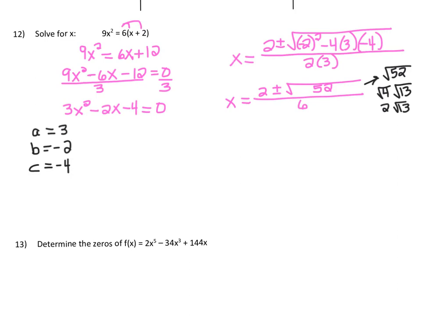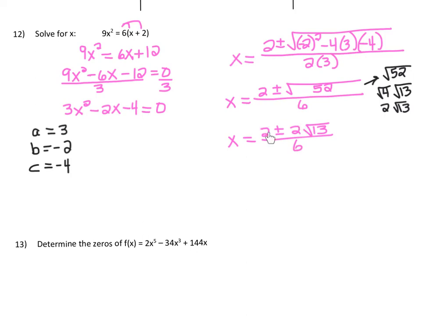Okay, so let's come back to our problem over here. So we have x equals 2 plus and minus. Now instead of radical 52, we already said that simplifies to 2 radical 13. And that whole thing is going to be over 6. All right, now that we have a number in front of our radical, we could look at all three of these numbers and say, well, what divides evenly into all of them? What's the biggest thing that divides evenly into 2, 2, and 6?